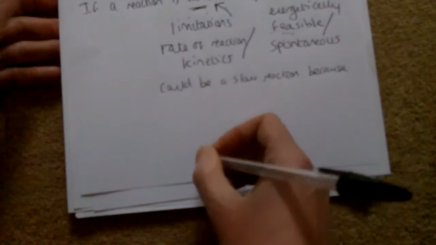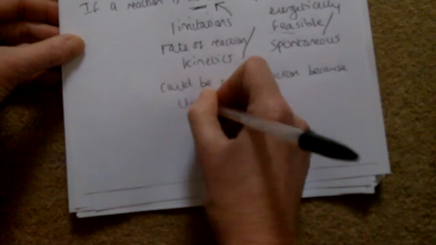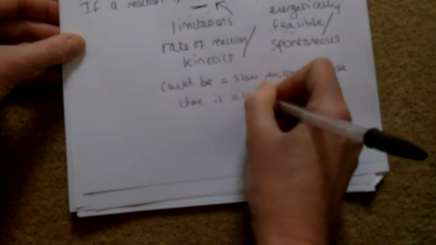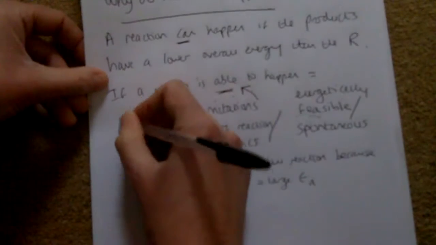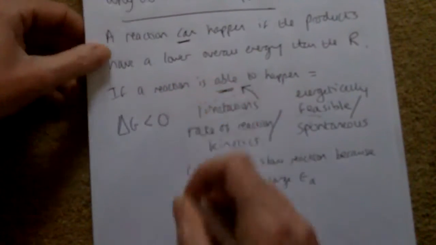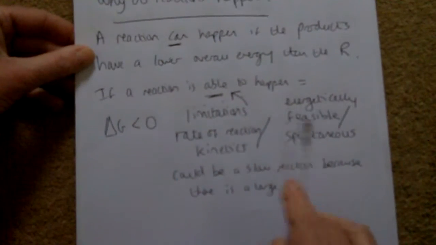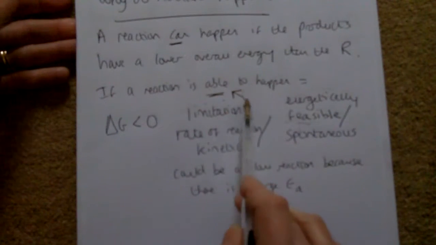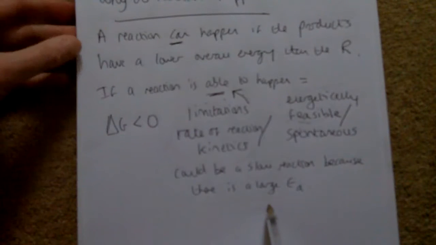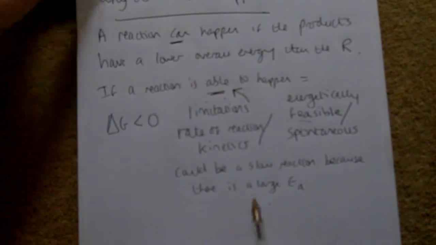because there is a large activation energy. So even though you go delta G is less than zero, therefore the reaction is energetically feasible, spontaneous, it should happen, it tells you nothing about the rate of reaction and it might not actually happen.